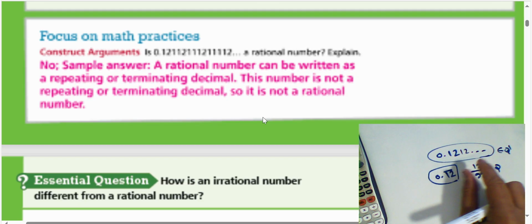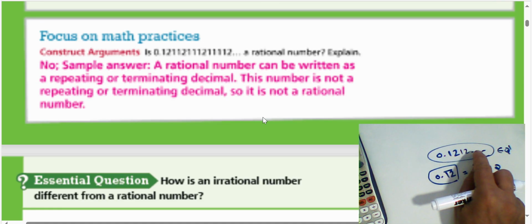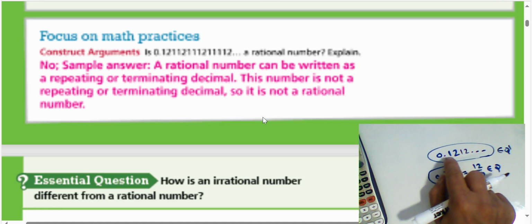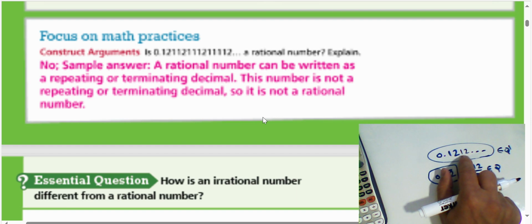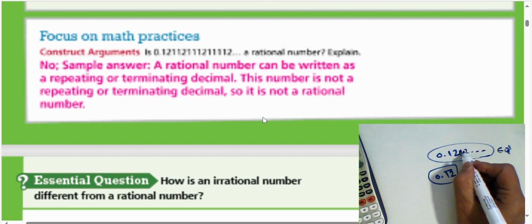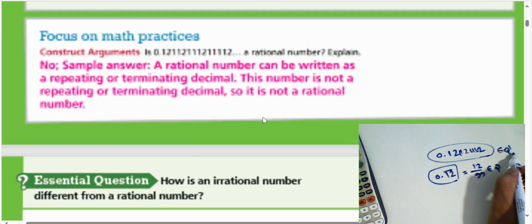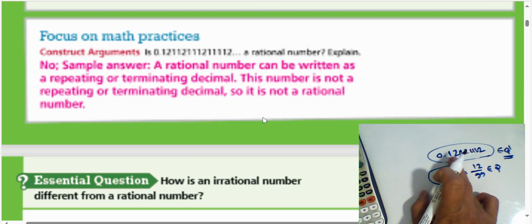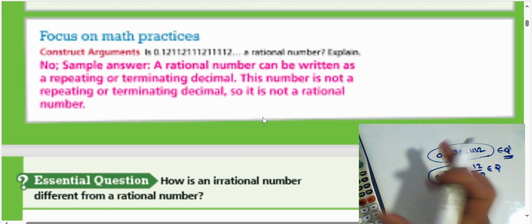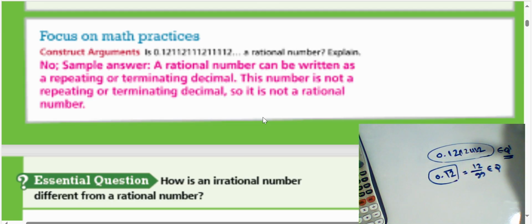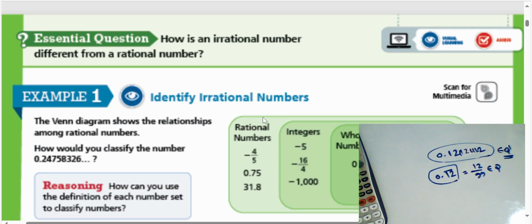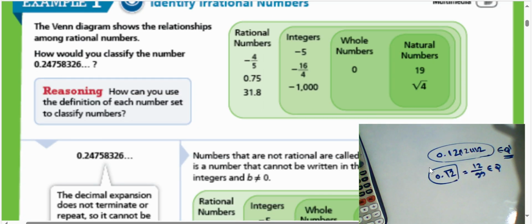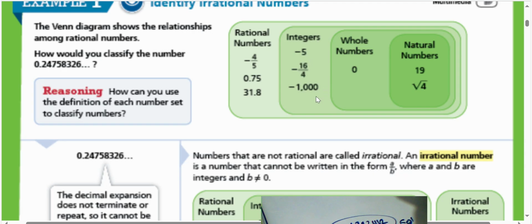So a rational number can be written as a fraction, but this number we can't write as a fraction because it goes on to infinity. We know 0.121212 belongs to rational numbers because this number is repeating, but 0.12112111 2 is not repeating, so it will belong to irrational numbers. Okay, identify here the relations between all numbers. You have integers, rational numbers and natural numbers here. Square root of 4 equals 2, it belongs to natural numbers.